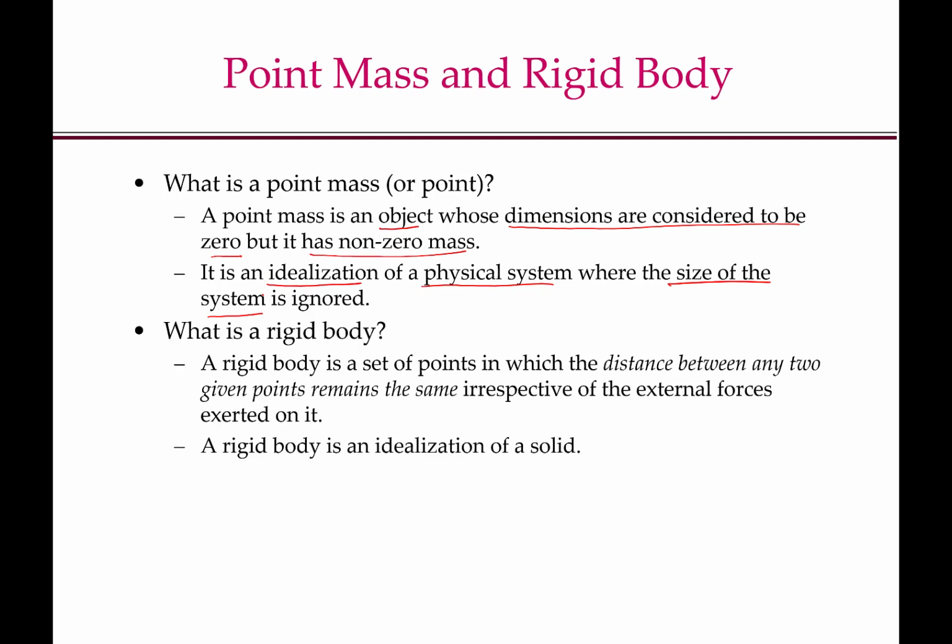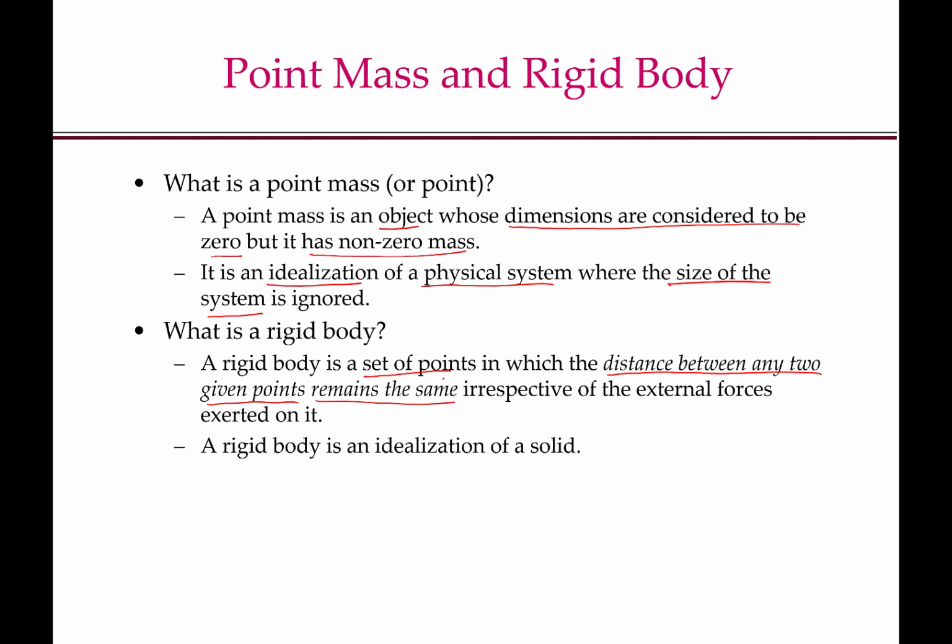So next comes the notion of a rigid body. A rigid body is a set of points in which the distance between any two given points remains the same irrespective of the external forces exerted on it. Again, there is no physical object that is truly a rigid body. A rigid body is an idealization of a solid. It is an abstraction, it's a concept. You can use it to model solids. And that model goes a long way into describing and predicting the motion of objects.